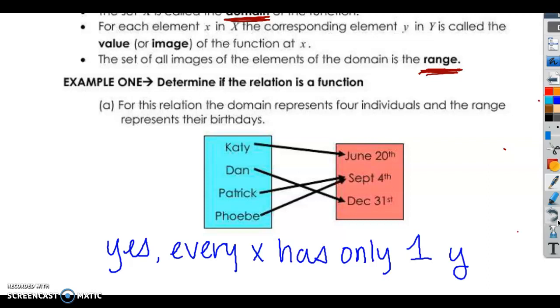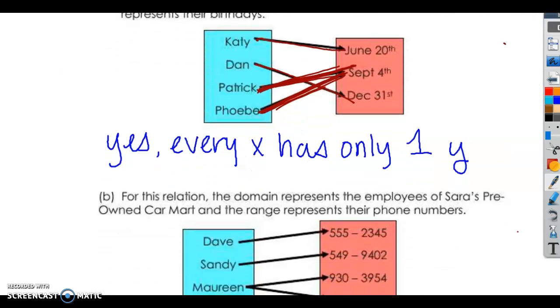For every function, every x has to have exactly one y. And it looks like x has one y, x has one y, x has one y, x has one y. And just because Patrick and Phoebe have the same birthday, every time you look at Patrick's birthday, it's the same. It's not a different day. Same for Phoebe. Every time you look at her birthday, it's the same. So every x has exactly one y.